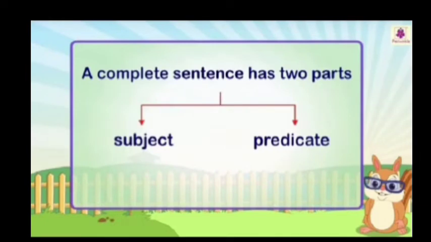So see, dear students, a complete sentence has two parts, a subject and a predicate. A subject is the naming part and the predicate is the telling part. As we know, when we make a sentence, we name some persons or things and say something about those persons or things. We must have a subject to speak about, and we must say or predicate something about that subject.